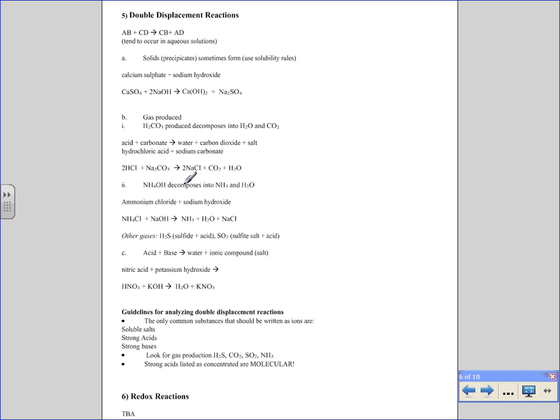Another thing to look for is ammonium hydroxide. If, when you do a double displacement reaction, you get ammonium hydroxide, you need to recognize that as decomposing into NH3 and H2O.